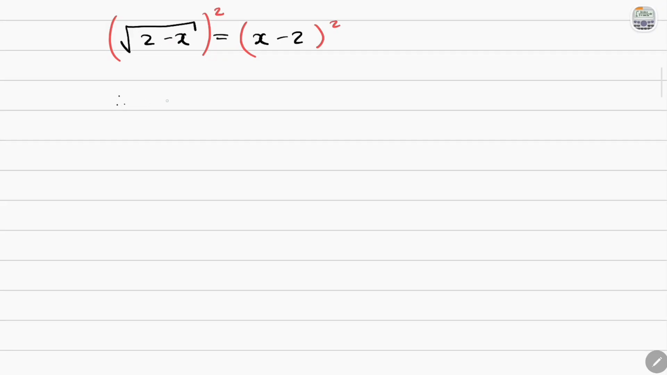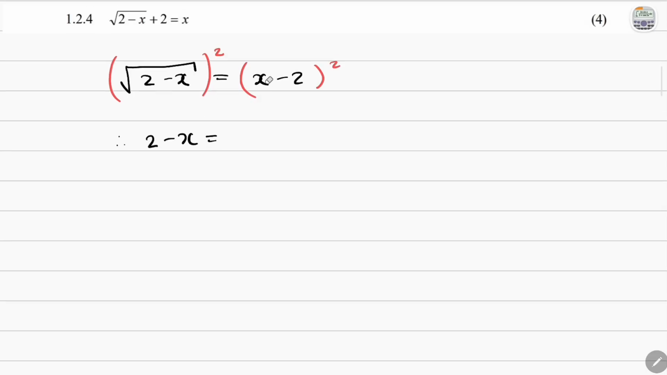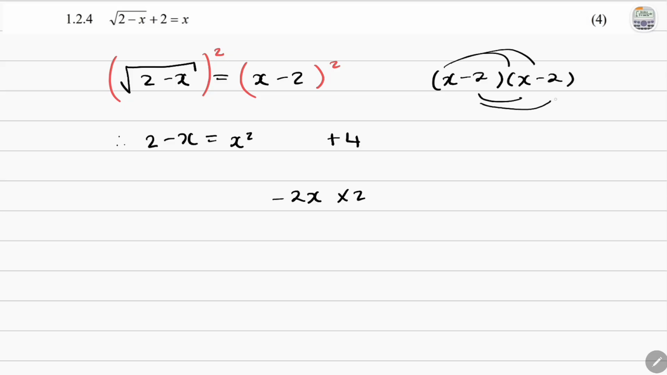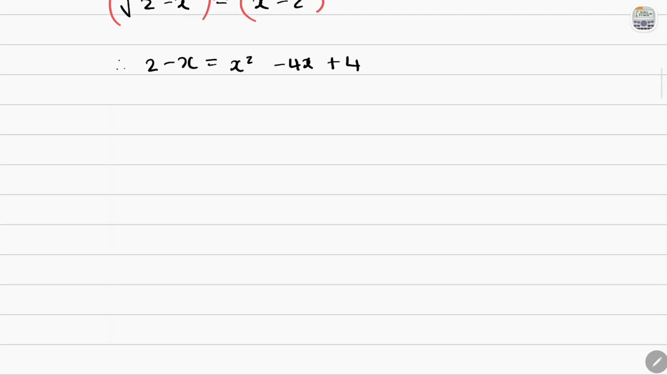And so therefore that breaks open and we have 2 minus x is equal to, and this gets squared, so we get x squared. That gets squared, we get positive 4. Then first term times second term is negative 2x, and then you just double this, okay? You can still go through this whole method of x minus 2 times x minus 2, but that can take long, and so I try to avoid long steps because it's easier to make mistakes like that. So we have minus 4x in the middle, and now we can solve for x.